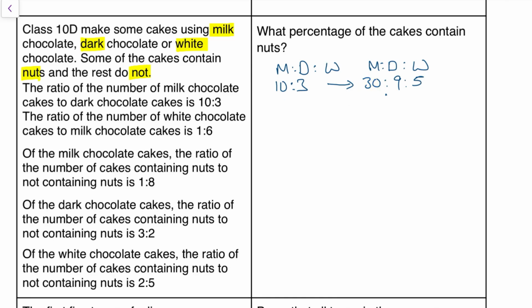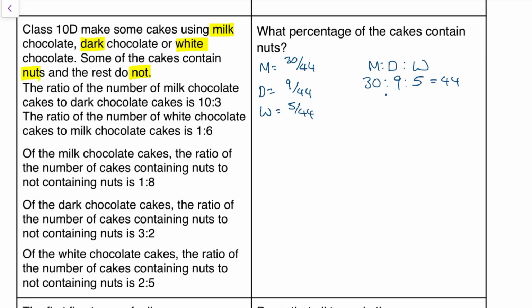Now, crucially, I'm just going to get rid of this because there's not going to be a lot of space. So I've managed to get my milk chocolate, dark chocolate, white chocolate ratio. If I add these things up, 30 plus 9 is 39 plus 5 is 44, which means, what am I doing? Let's see where I'm trying to go. What percentage of the cakes contain nuts? Okay. So basically, I'm going to need the fraction of milk, of dark, and of white. So milk is going to be 30 44ths. I'm not going to simplify that because I need it later. Dark is going to be 9 44ths, and white are the remaining 5 44ths.